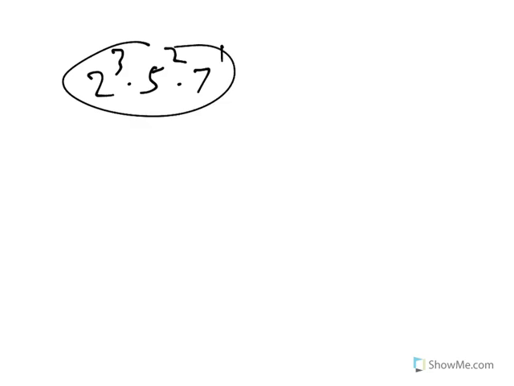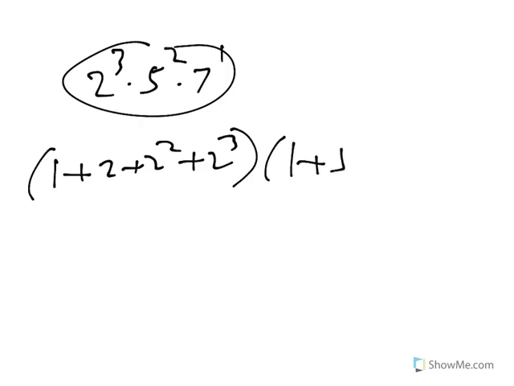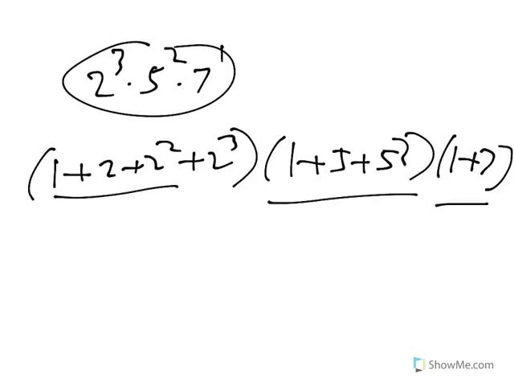And I can do this with anything. Let's say my number was 2 to the 3rd times 5 squared times 7 to the 1st, whatever that number happens to be. The sum of its factors would be 1 plus 2 plus 2 squared plus 2 cubed, times 1 plus 5 plus 5 squared, times 1 plus 7. And if I work out these three numbers, multiply them together, it will be the sum of all the factors of this number, whatever it is.